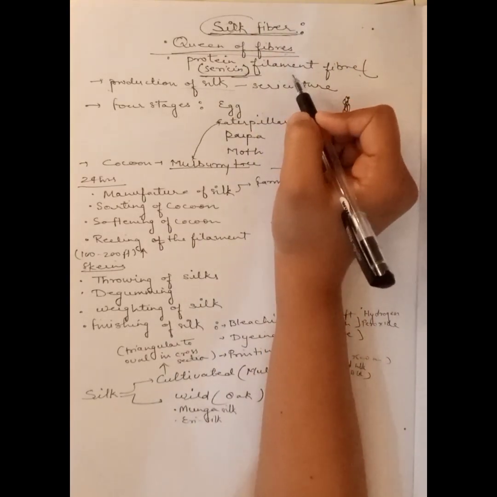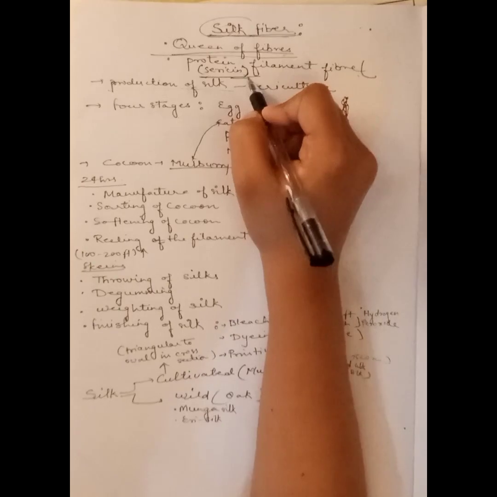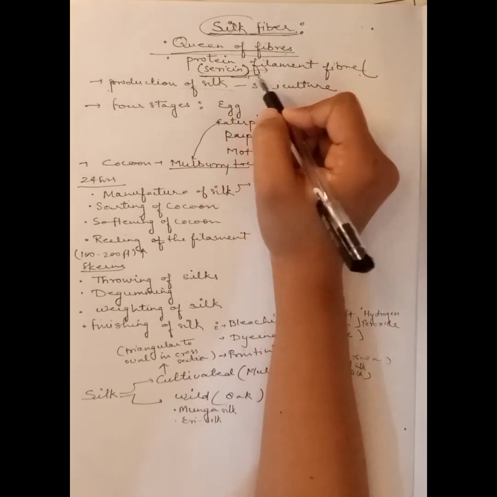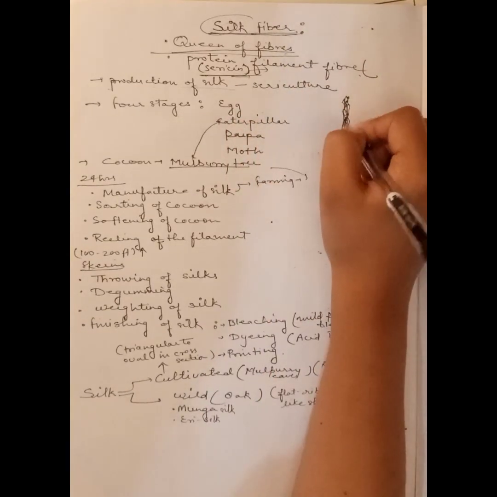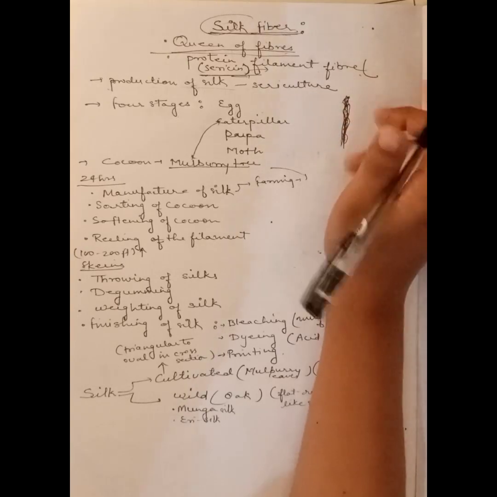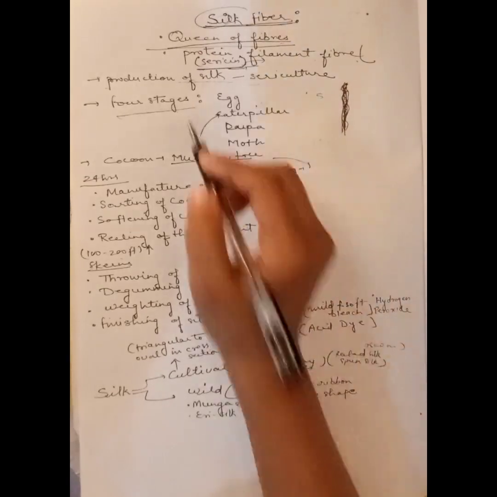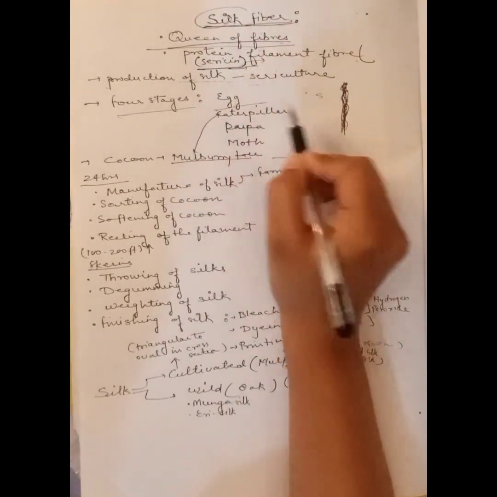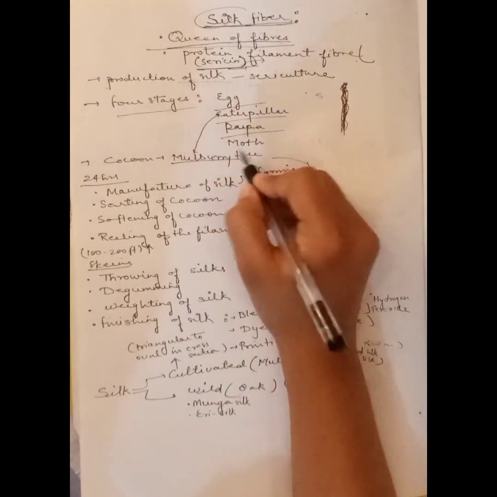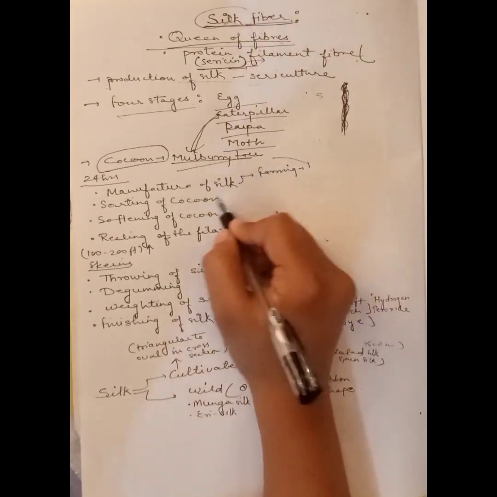In silk, there is a protein present which is called sericin. It is a gummy substance which helps to stick the fibers of the filament together. So production of silk is called sericulture. The cocoon has four stages. First one is egg, second caterpillar, third pupa, and fourth moth. First one is manufacturing of silk.